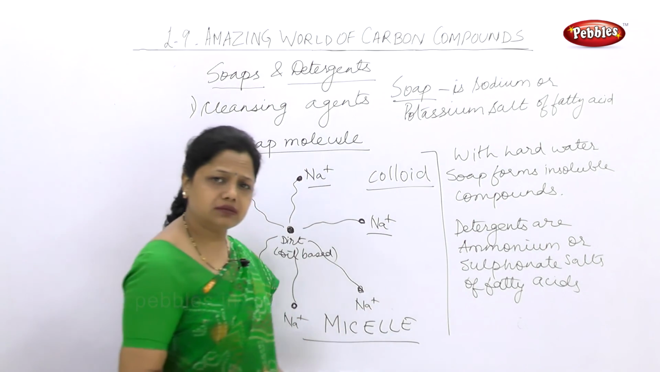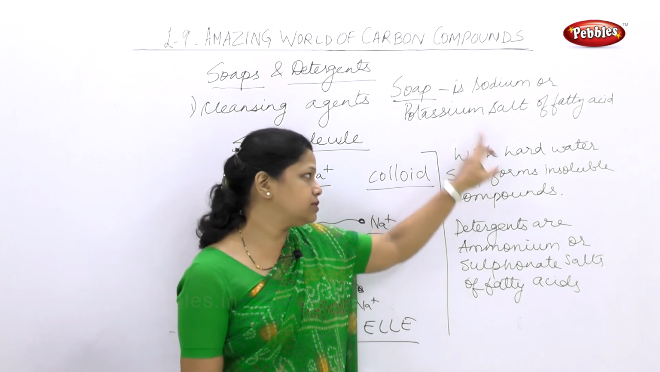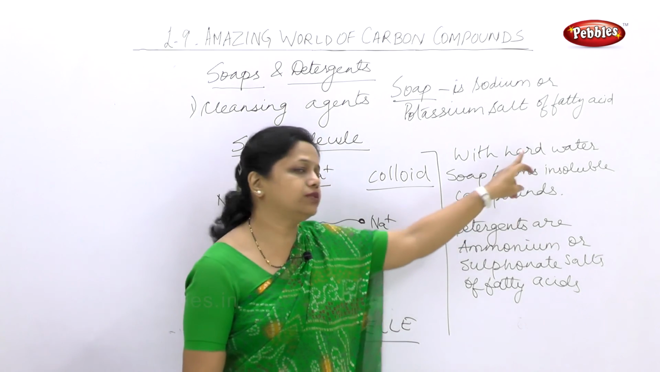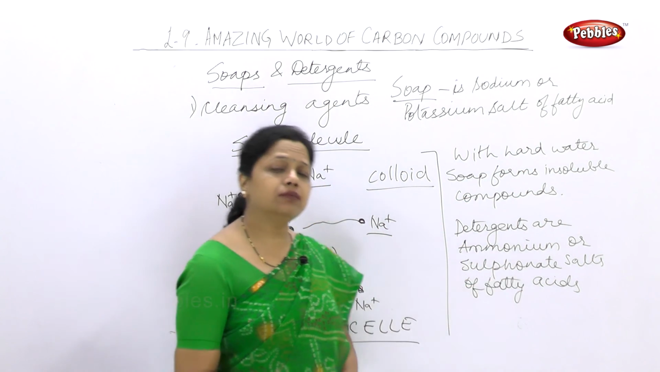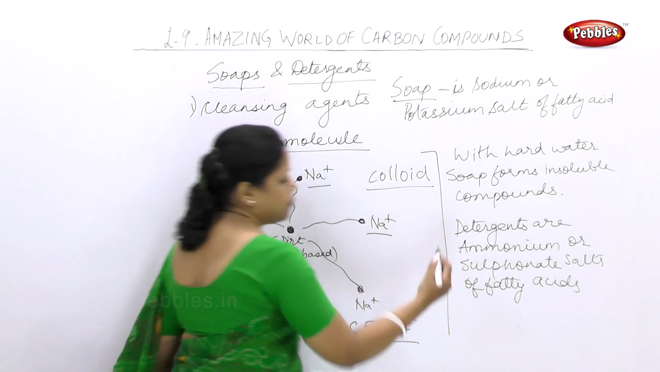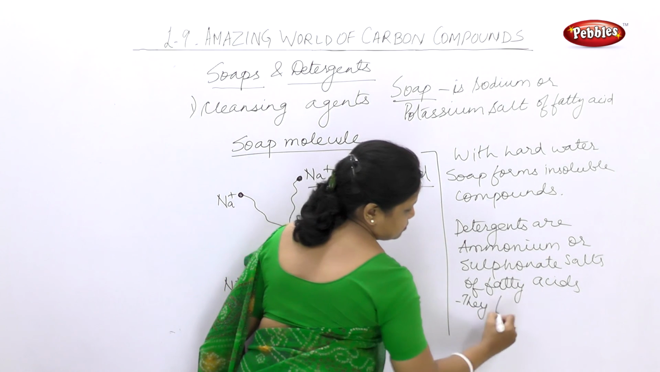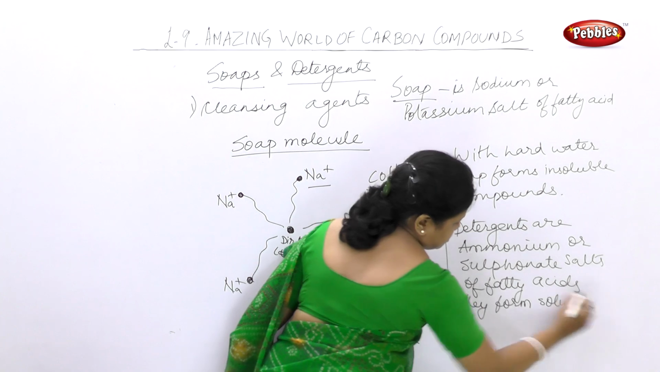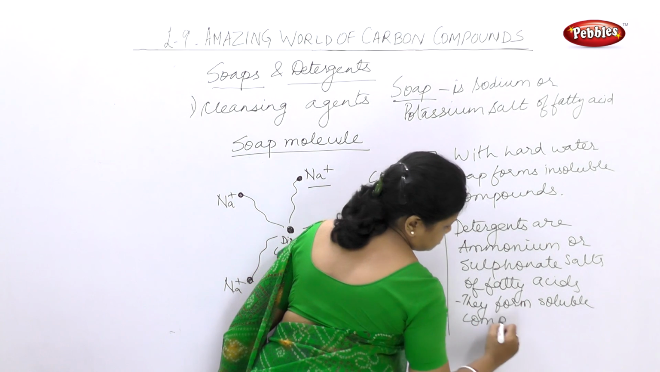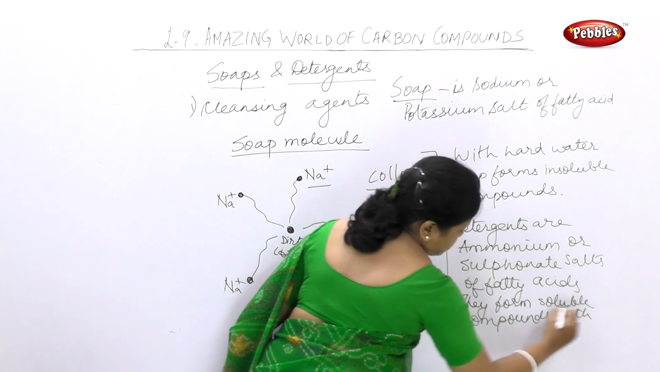So what is the difference? The difference is sodium and potassium salts of fatty acids form insoluble compounds with hard water, but ammonium and sulfonate salts form soluble compounds with hard water.